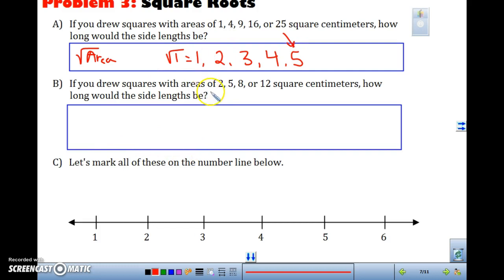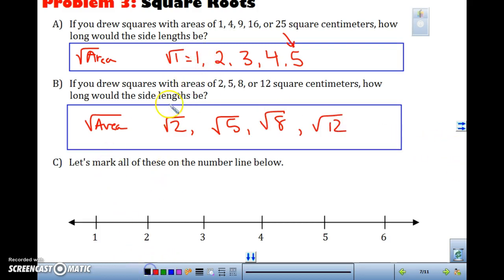It says if you drew squares with an area of 2, 5, 8, and 12, how long would the side be? Well, remember, we're going to take the square root of our area. Square root of the area means square root of 2, square root of 5, square root of 8, and square root of 12. Now, these are not perfect squares. So unlike up here, where we could say the square root of 4 equals 2, the square root of 25 was equal to 5, we can't find this exactly. It's a decimal.